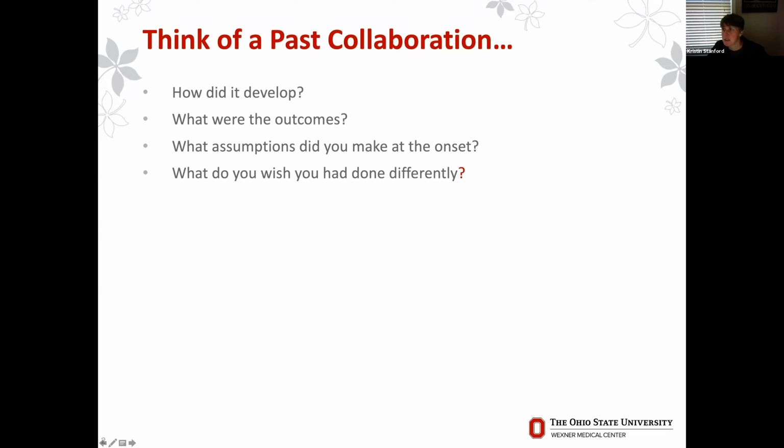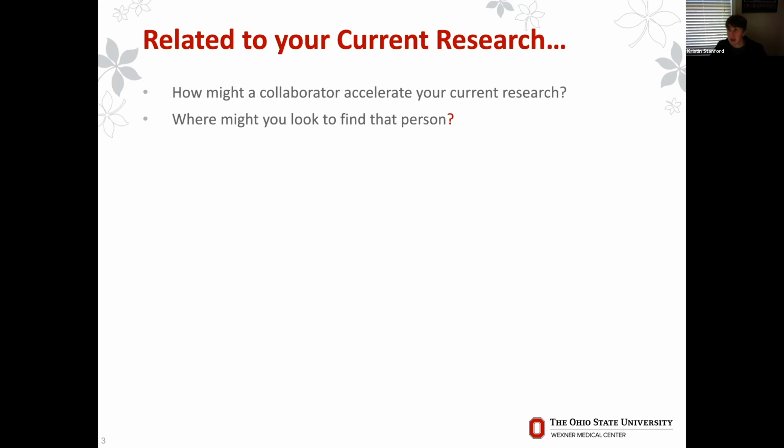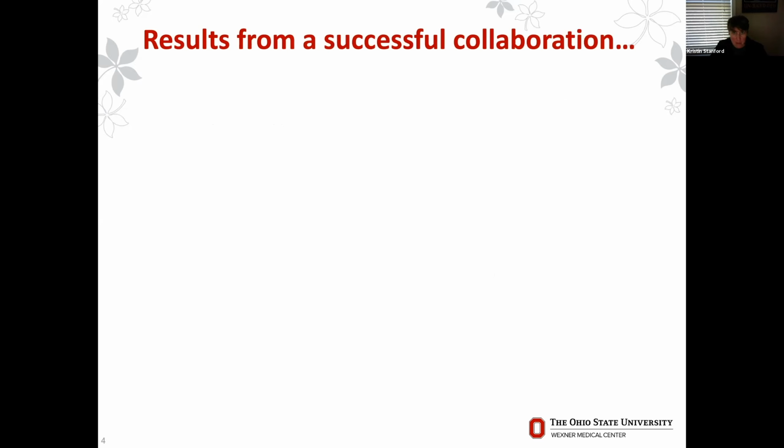I'm sorry, I'm trying to make it so I can see the chat box as well, but I can't seem to do that. So related to your current research, when we talk about collaborations, one of the things that's really important to think about as you are getting ready to formulate a collaboration is how might a collaborator accelerate your current research? Where would you look to find that person? And then what results from a successful collaboration?